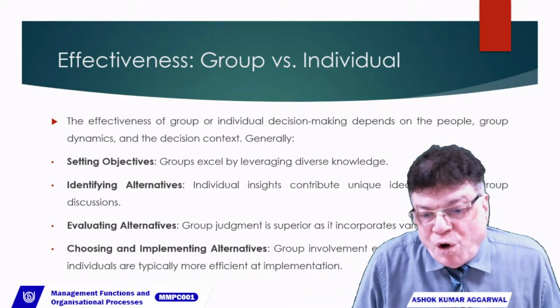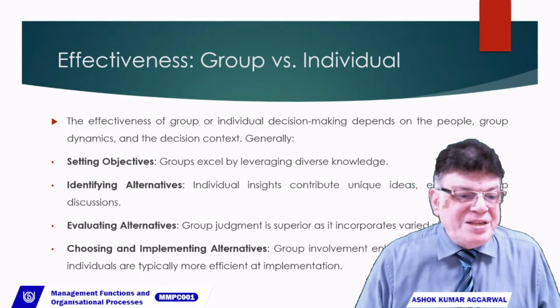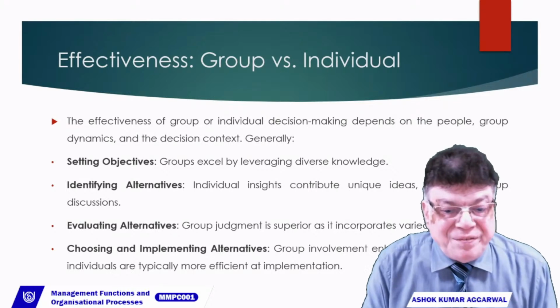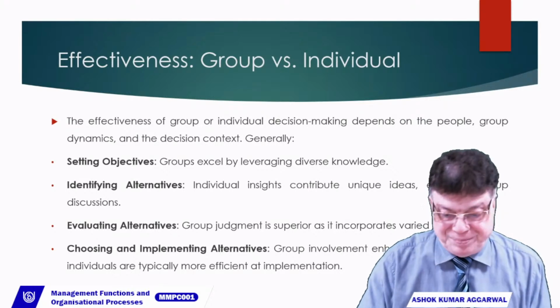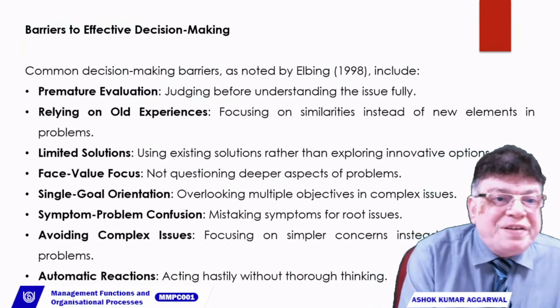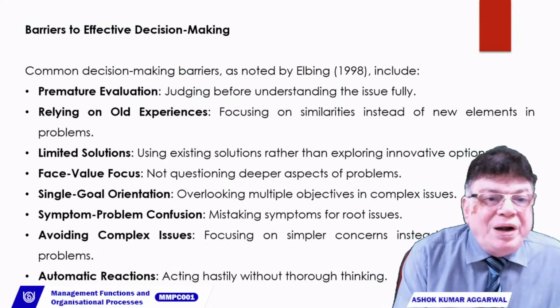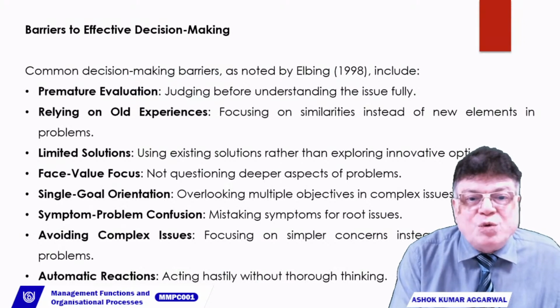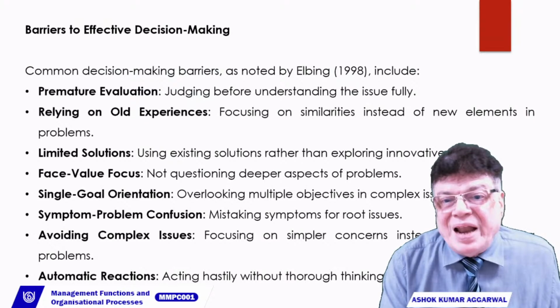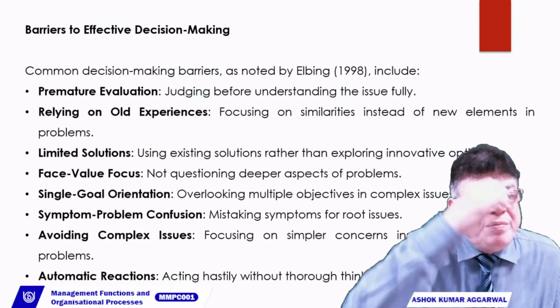Group involvement enhances acceptance, but individuals are typically more effective at implementation. Barriers to effective decision making. Common decision making barriers, as noted by Elbing in 1998, include premature evaluation.